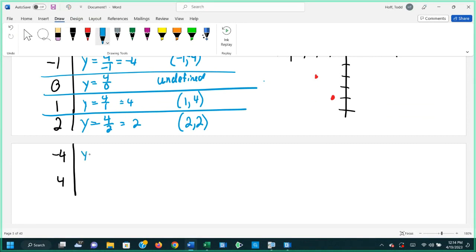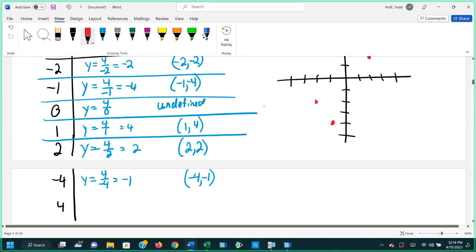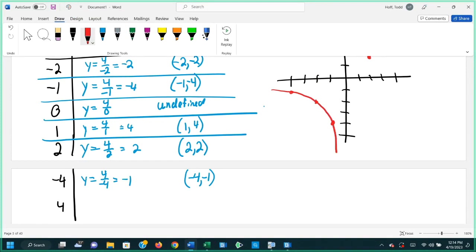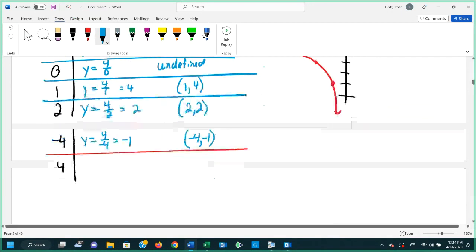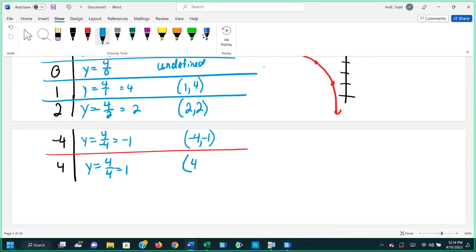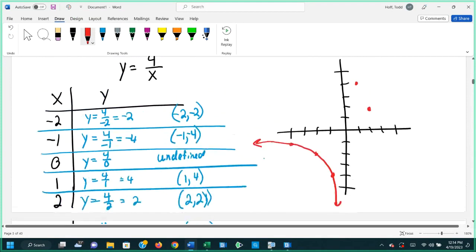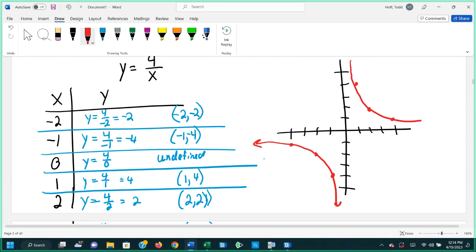Well, if x is negative 4, y is 4 divided by negative 4, or negative 1. So negative 4, negative 1 is that ordered pair. Putting that point in here. Yeah, it's showing us, it looks like we got some sort of a curve here, like that. For x equals positive 4, y would equal 4 divided by 4, or 1. So giving us the coordinate 4, 1. So again, going over here, 4, 1 would be that point. And yeah, that appears to be giving us a curve, something like that.